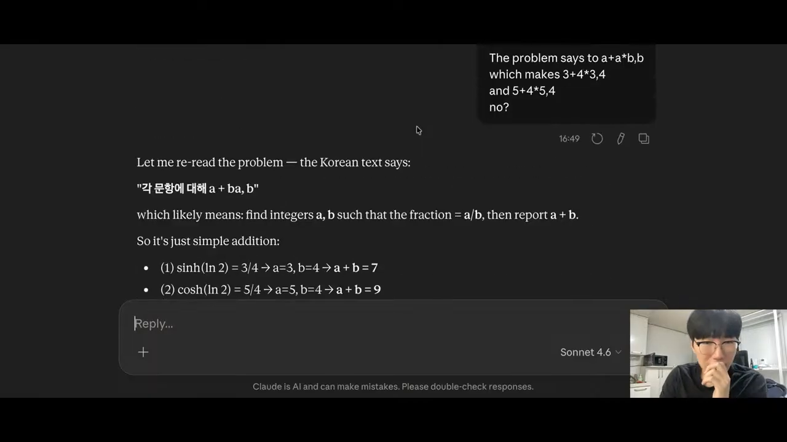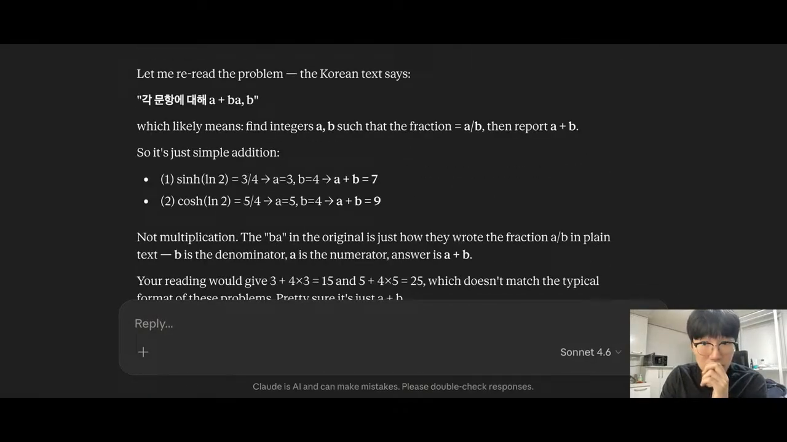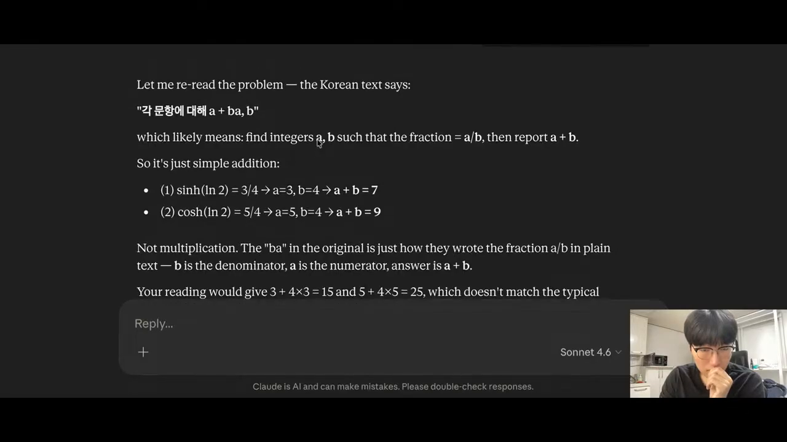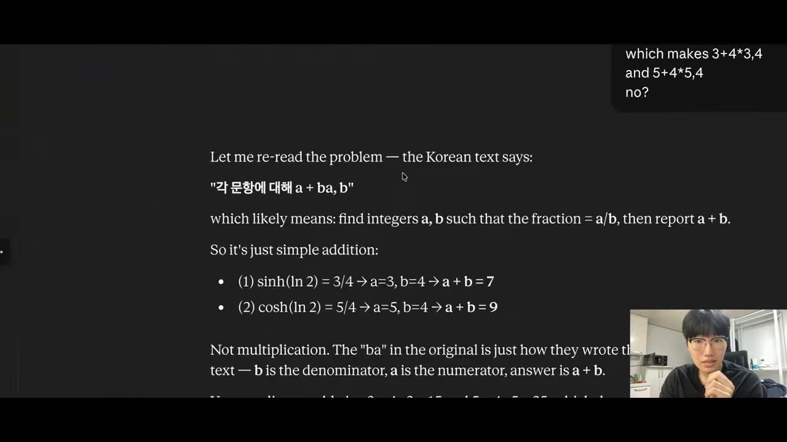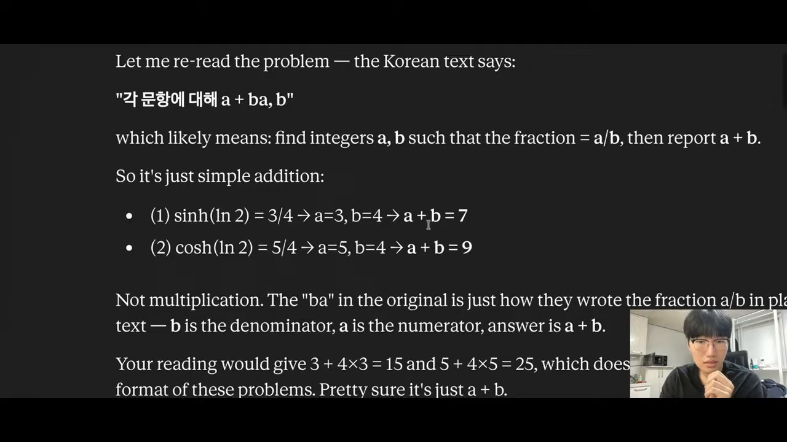Huh? Wait, what? Why am I tweaking, chat? Like, am I not understanding this? I don't get it. So is it just 7 and 9? Ain't no way this is correct. What? Why?